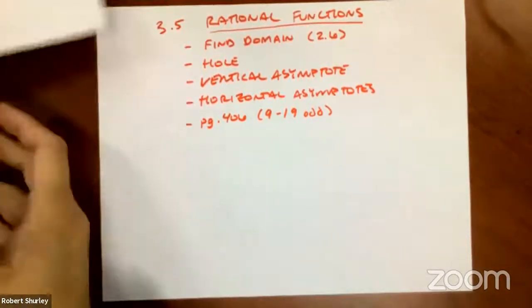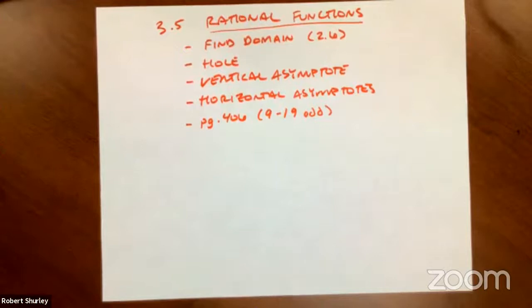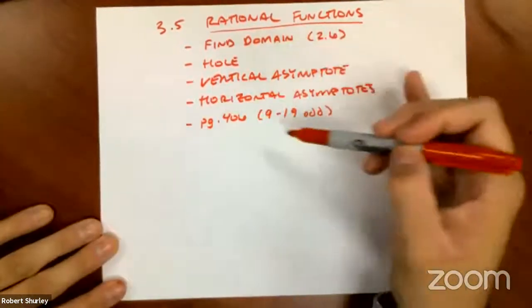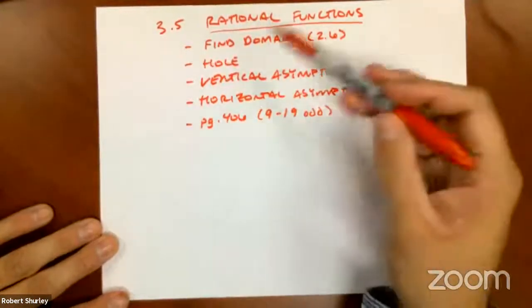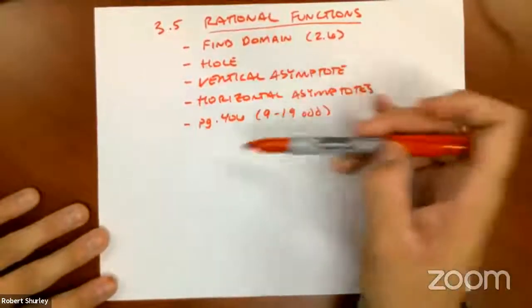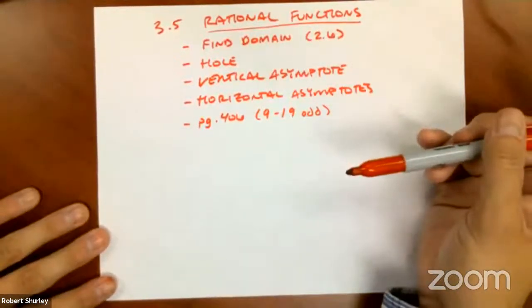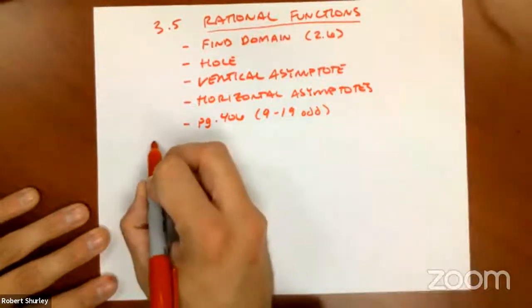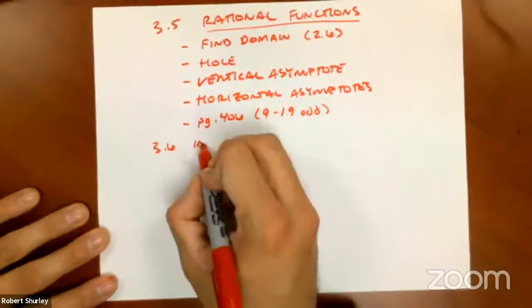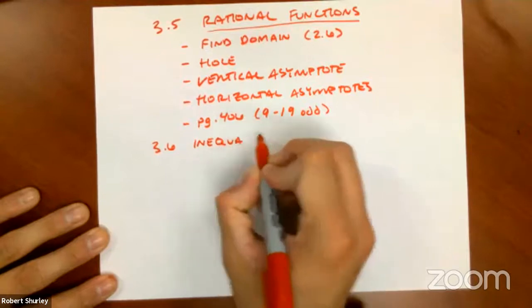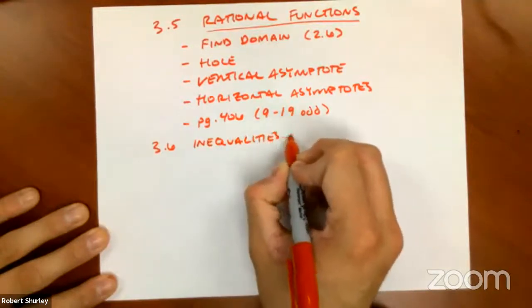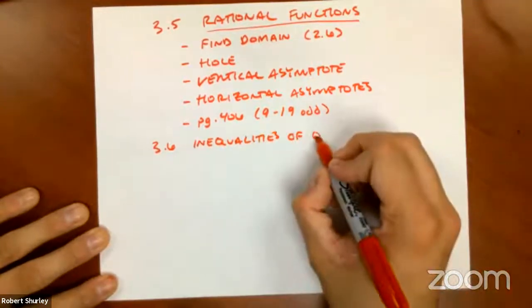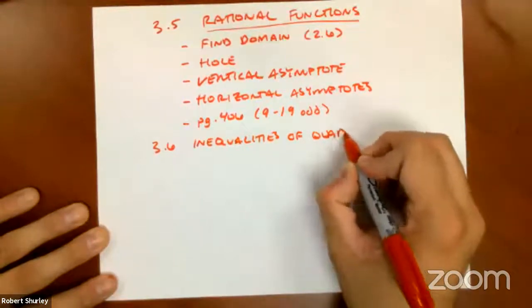Okay, so those are the topics on the test. And I'll tell you, this section has the most questions from it. Of the 17, this is the most from any section, because the other two are really a lot shorter. Like in 3.6, it was just inequalities of quadratic polynomials.